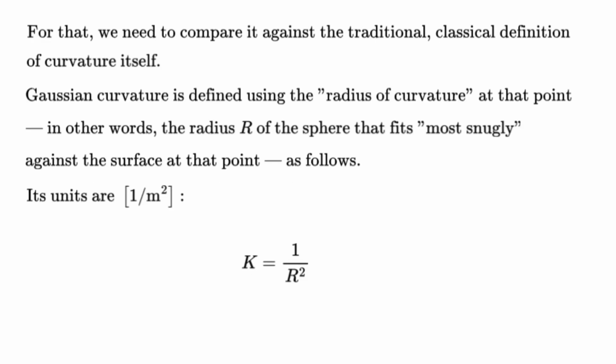For that, we need to compare it against the traditional, classical definition of curvature itself. Gaussian curvature is defined using the radius of curvature at that point, in other words, the radius, r, of the sphere that fits most snugly against the surface at that point, as follows. Its units are 1 over meters squared.